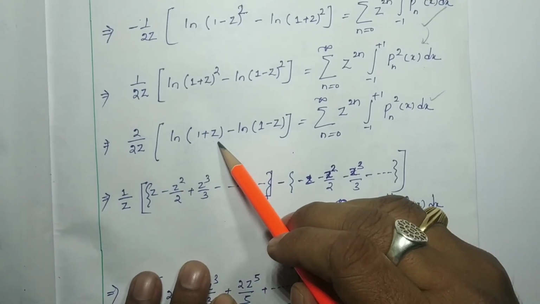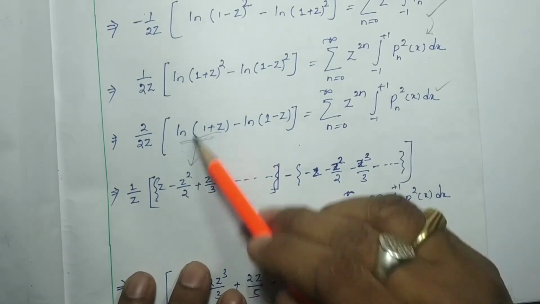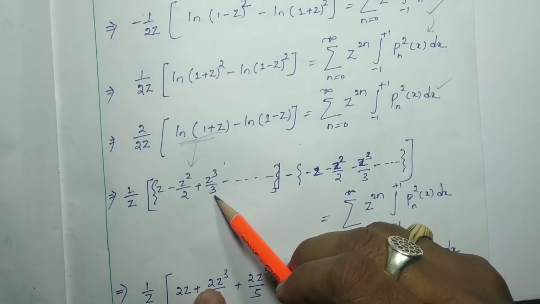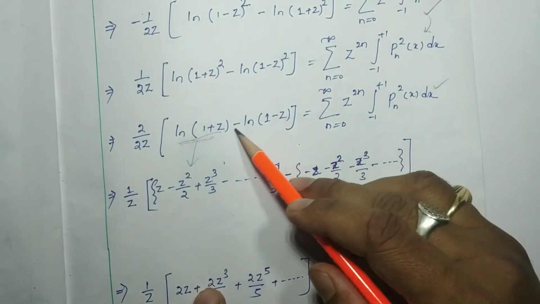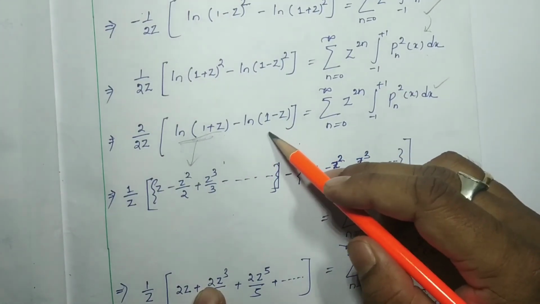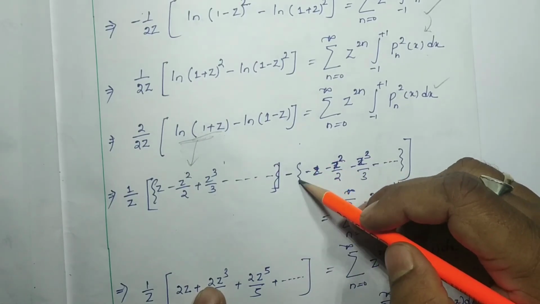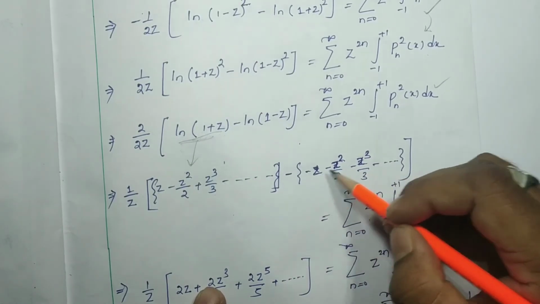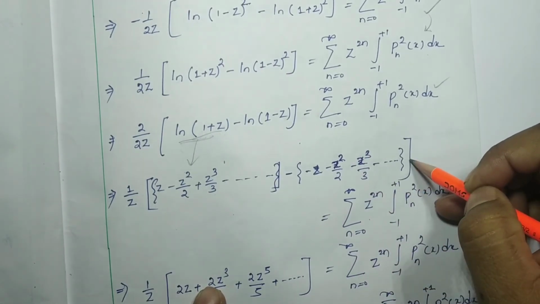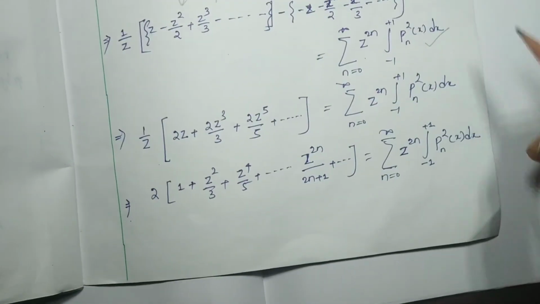ln(1 plus z), the Taylor series of ln(1 plus z) is nothing but z minus z square by 2 plus z cube by 3 and so on, minus ln(1 minus z), Taylor's expansion about z equal to 0. Minus bracket, minus z, minus z square by 2, minus z cube by 3, minus and so on, and right hand side I kept the same before and after.